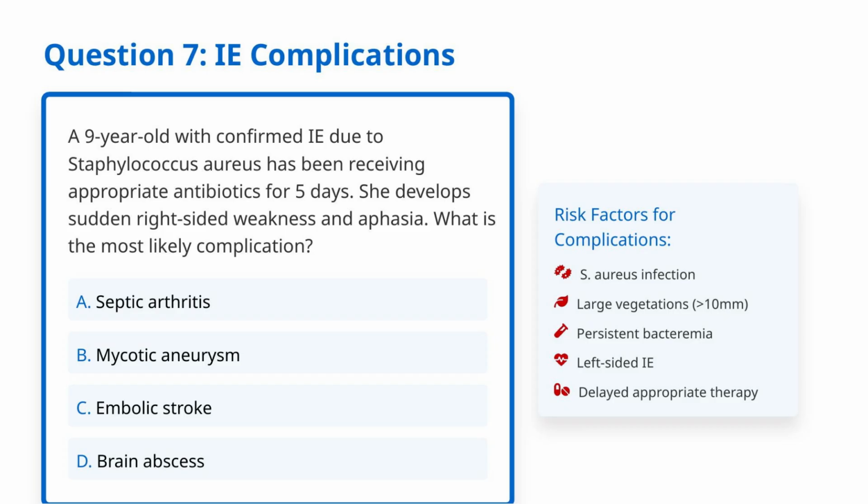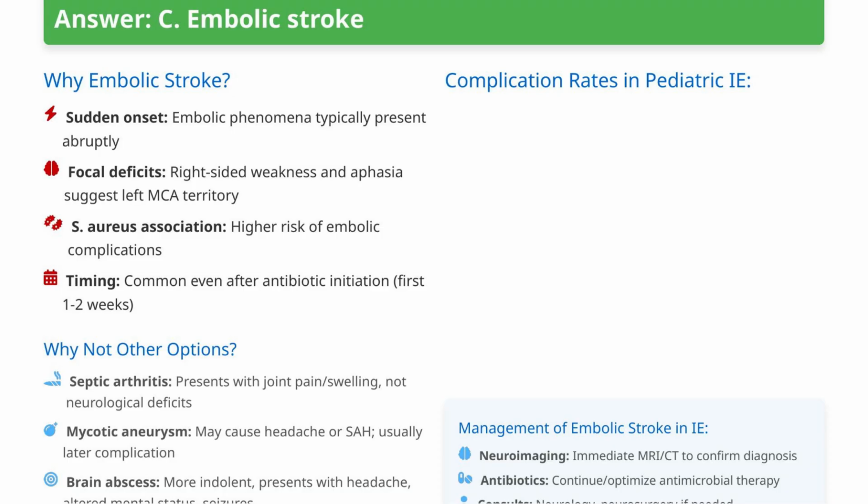Brain abscess. As you consider this question, think about the timing of symptom onset, the causative organism, and the specific neurological presentation. Also note that this patient has several risk factors for complications, including Staphylococcus aureus infection, which is particularly virulent. The correct answer is C, embolic stroke.